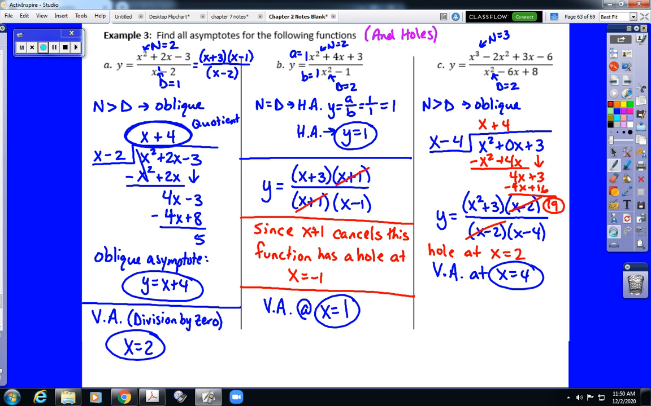What matters in this case is the x plus 4, because it means our oblique asymptote is the line y equals x plus 4. So that would be all of the asymptotes that exist for that equation.